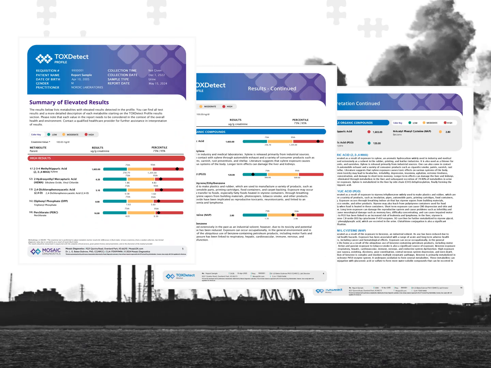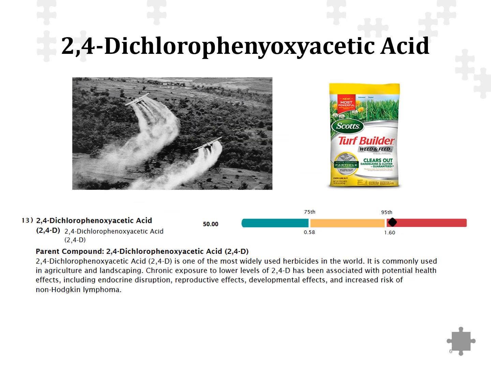And the test is very comprehensive in how it presents information. So we have a summary of elevated results for a quick glance, and then you can get more into individual levels that are elevated with more specific information through the interpretive paragraphs as to common exposures to a chemical and what are some associated health conditions. So, an example of this, and something that we often see elevated on these tests, is this 2,4-dichlorophenoxyacetic acid.